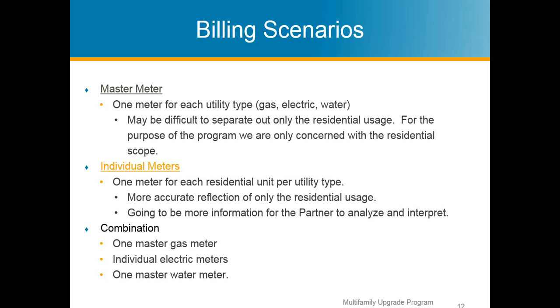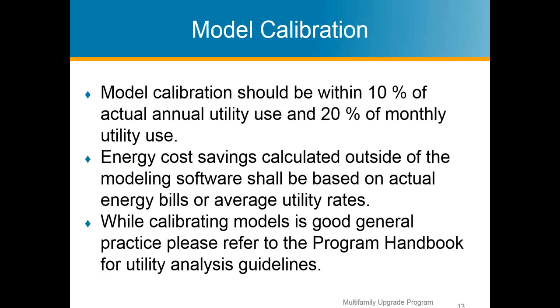So those are the different ways you see it. Now, modeling calibration in the program guidelines, they want to try to get it within 10% of the actual annual utility use and 20% of the monthly utility use. So there is an understanding that there's going to be some leeway or tolerance when you're collecting these things.